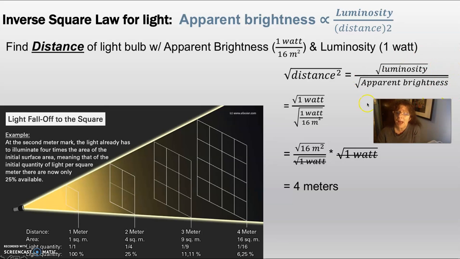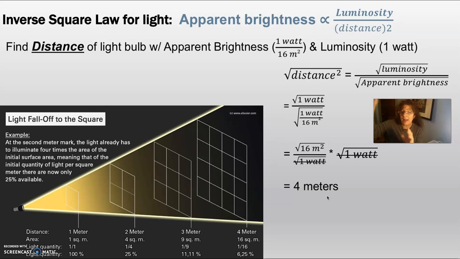But then, after I've got this, I fit in my known quantities. I've got my 1 watt of luminosity that I'll take the square root of, and I've got my apparent brightness, which is 1 watt over 16 meters squared, and I can take the square root of it. But you know what? I don't even need to do that, because I can flip this around. I can put 16 meters squared over the square root of 1 watt, cancel out my square roots of 1 watt, and then I've got the square root of 16 meters squared equals 4 meters. That is my distance. And this is an important way to look at distance when you can't do parallax.